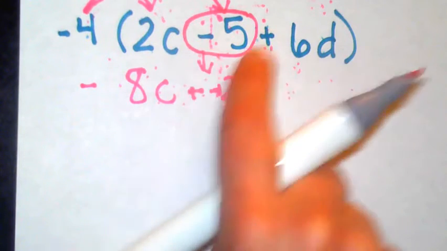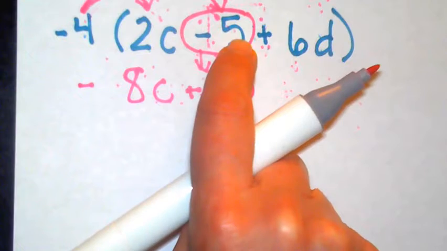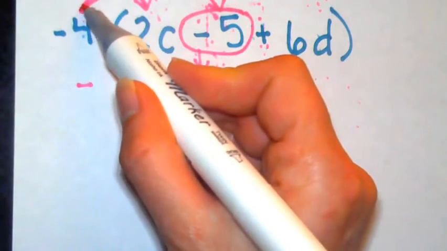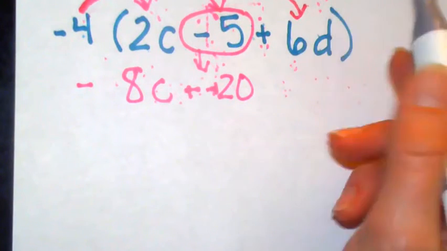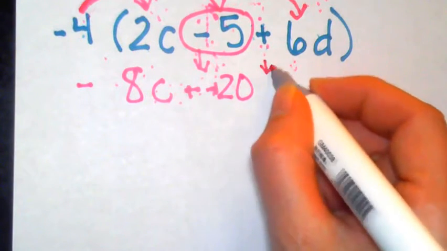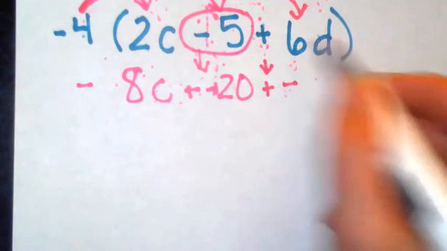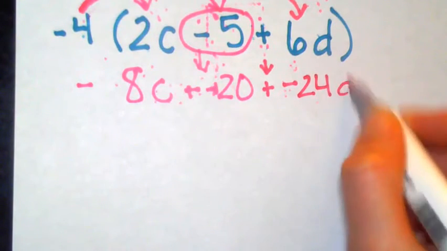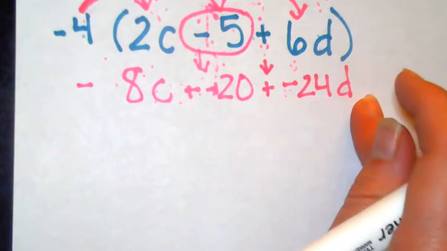But it's really good to think of that mathematical symbol traveling with the number after it, especially when you get to combining like terms. Okay, -4 times +6d. I'm going to drop down my plus, -24d. Or I could have just said -24d.